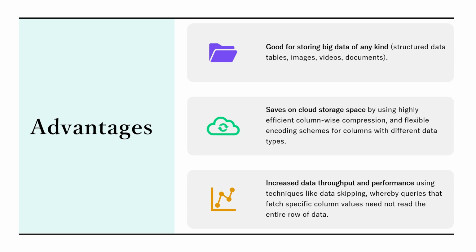So what are the advantages? The advantages, it is very good for storing any kind of data, structured, unstructured, images, videos, documents, any type. It saves on the storage space because it has high compression ratios. It has flexible encoding schemas. That is why it saves on storage space. It helps in having an increased data throughput. And how is that happening? Because we can do data skipping. How data skipping can be done? By looking at the metadata, we can decide whether this whole file needs to be scanned or not.